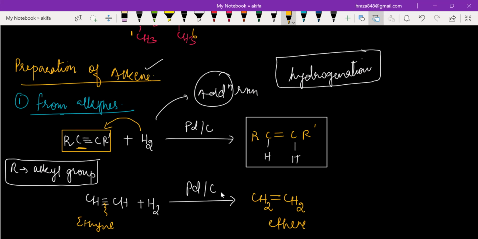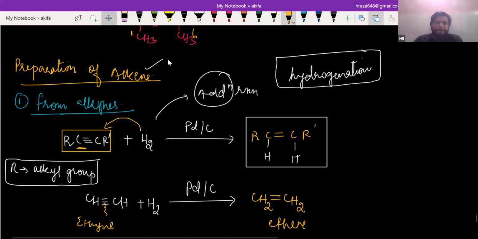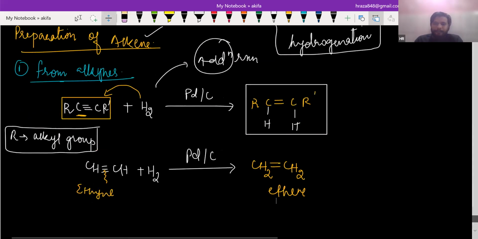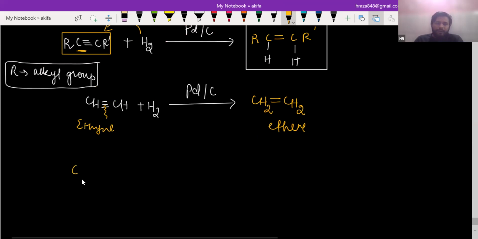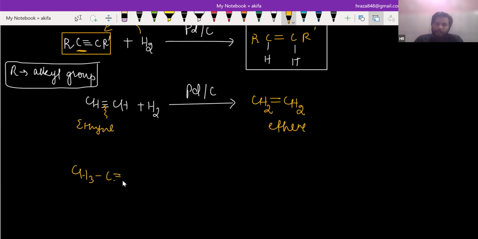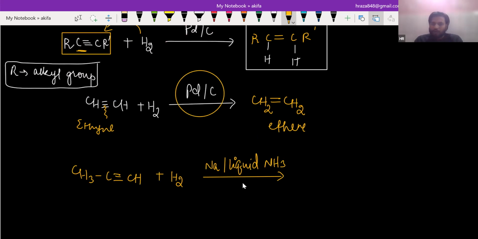Done. Very good. Now we can also use CH3 C triple bond CH. This is an alkyne, and if you are going to add H2, you can use another reagent, that is sodium in liquid NH3. Either you use palladium on carbon, or you use sodium in liquid NH3. It will do the same.